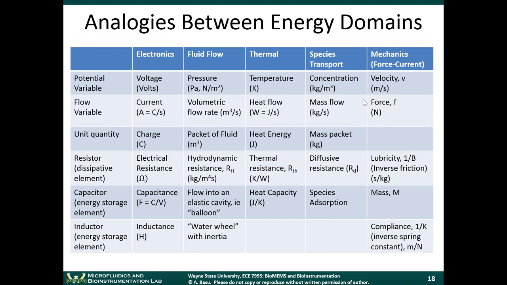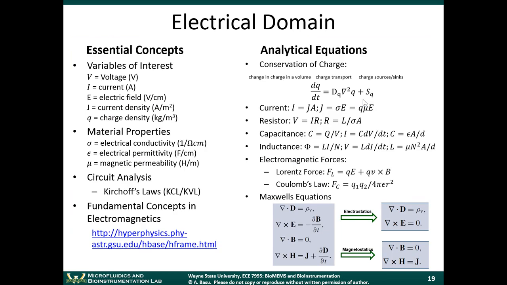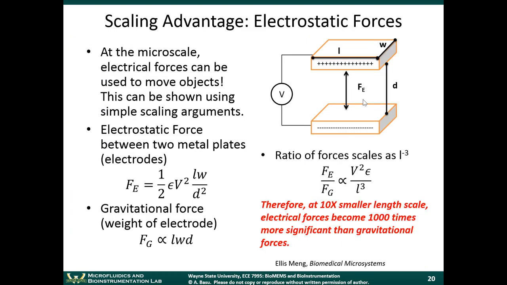Last time we started off by talking about the electrical domain, and since we're also talking about scaling advantages, we talked about one of the big scaling advantages in the electrical domain, and that was electrostatic forces. Basically, the electrical force scales as 1 over the distance between the two plates squared. Okay, so as the distance between the plates becomes small in microsystems, the electrostatic force starts to go up very rapidly.